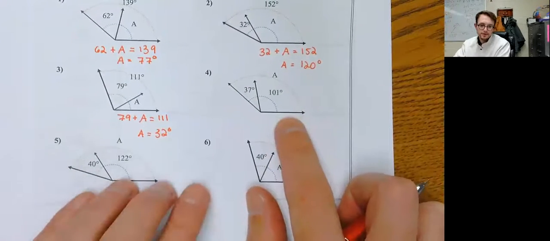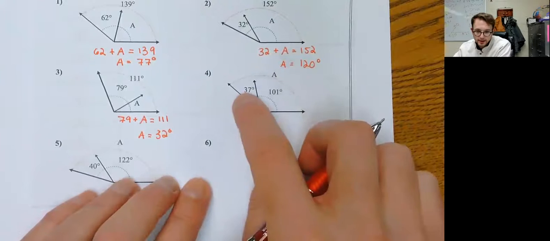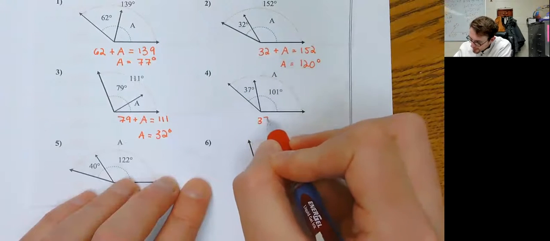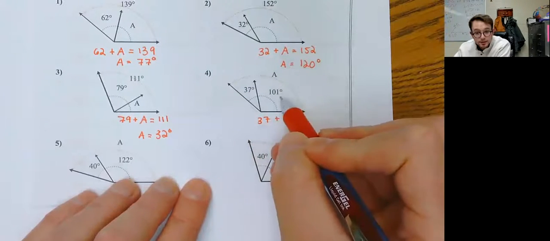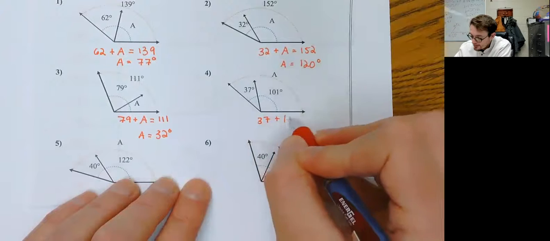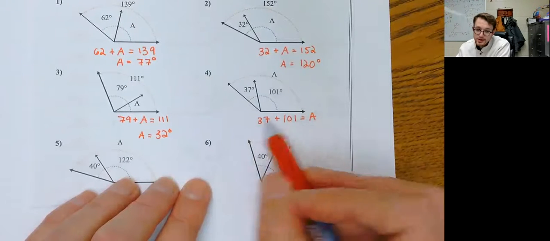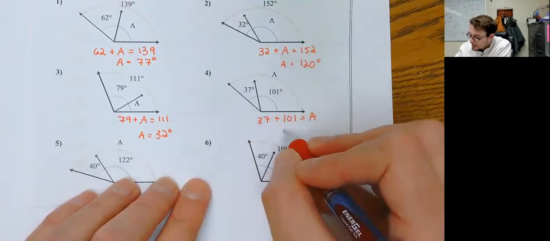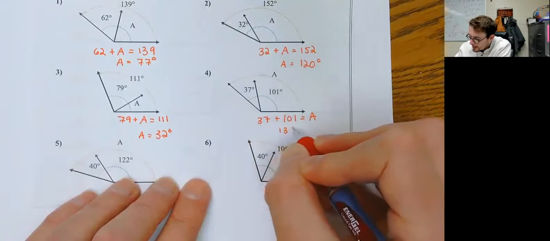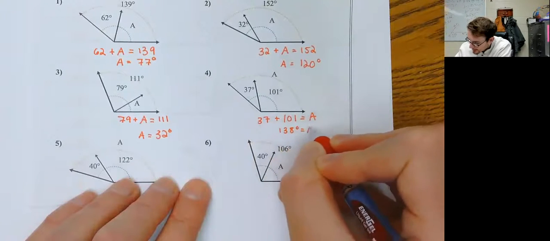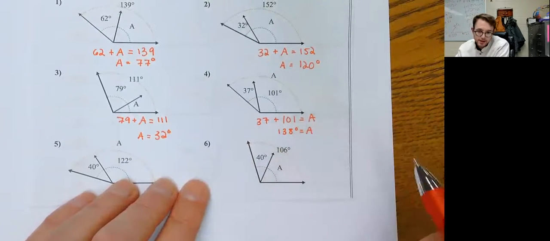All right, finally, this is a different type. Number 4 is a little bit different. You get the little piece, which is 37, plus the other little piece, which is now 101, equals the big piece. So for this one, you just add them together. You get 138 degrees equals A. All you have to do is just add them together.